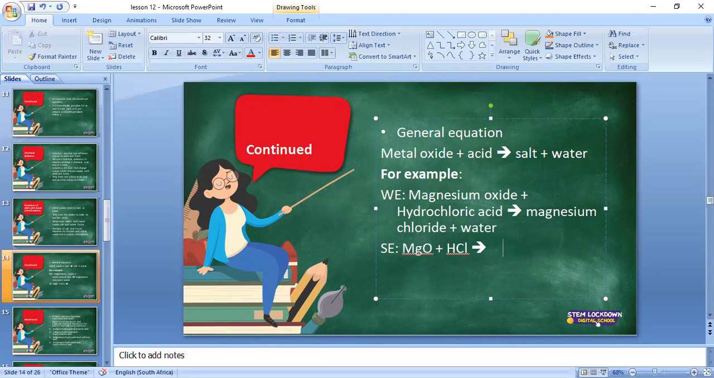So we get magnesium chloride. Are we clear? Plus water. What is the compound for water? It is H2O.